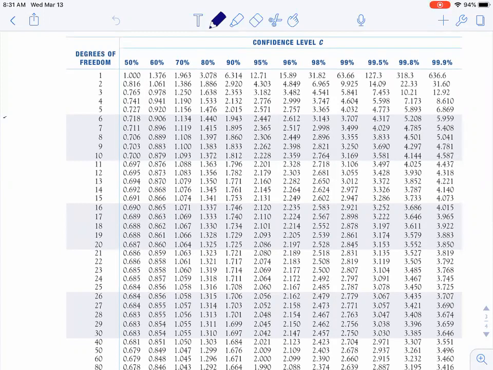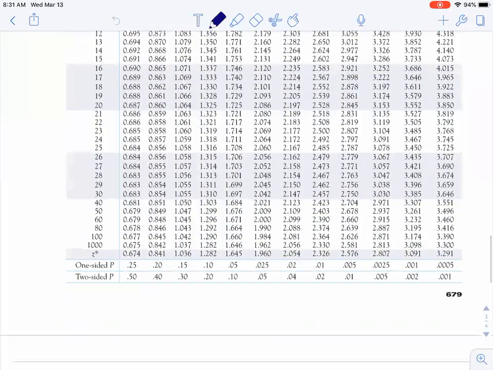For 95%, we can roll down to Z star, which is the third line from the bottom. So we have a Z star of 1.960.